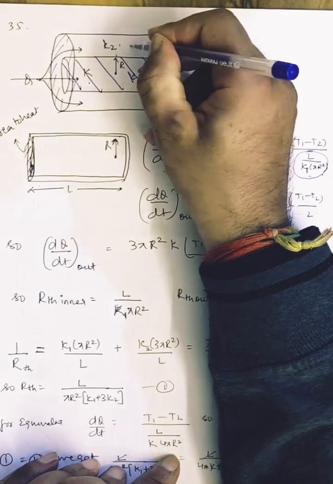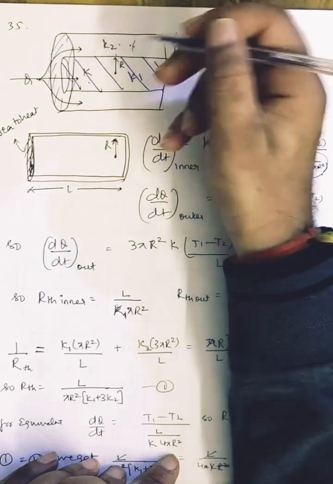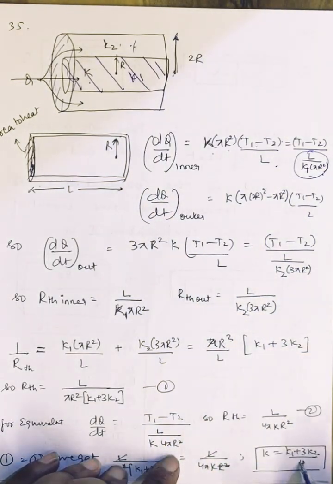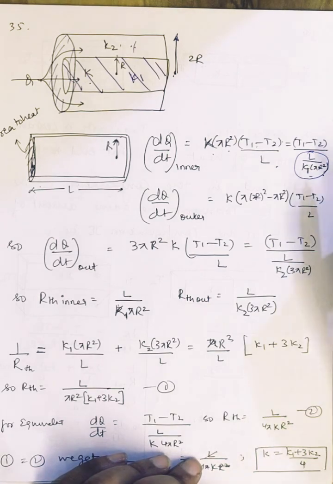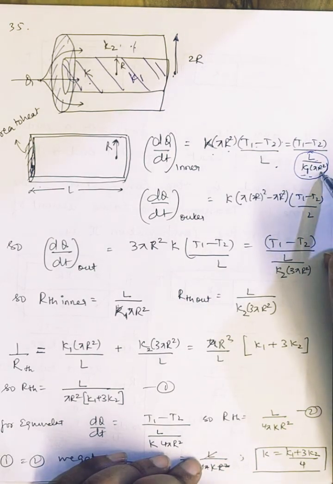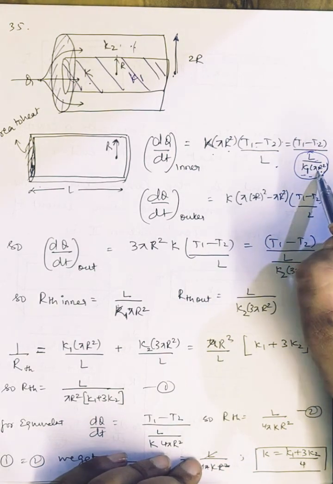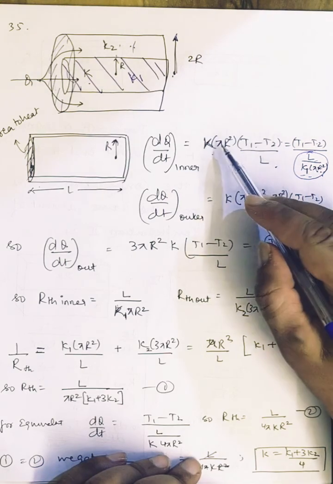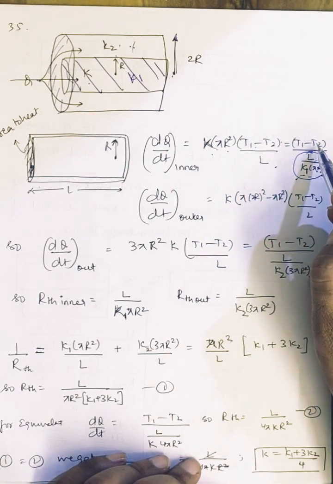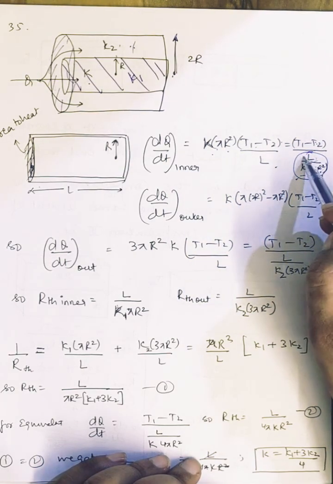This is K1, this is K2. It's not given like K1, K2, but it's K1 and K2 only, because the end result is in K1, K2 only. So I've written like this, L upon K1 pi r square. You understand why I'm writing like this? You understand why I have brought it down? I'm only writing in the form of Ohm's law, delta T by R thermal.